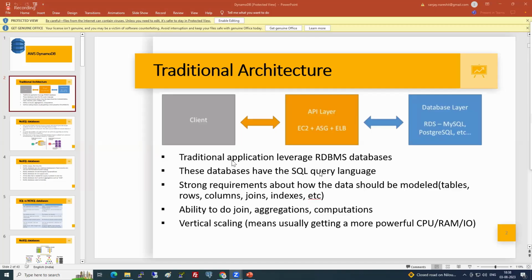Do you know about SQL queries? Okay, if you don't know, that's fine. SQL queries meaning, let's say, for example, you have a database, and how do you fetch the data? You need to write some query.